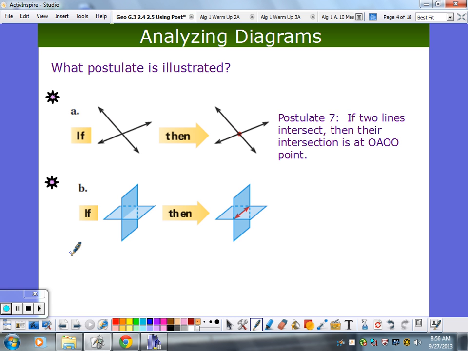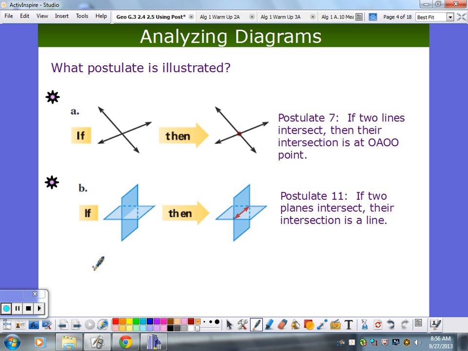All right, how about this one? I've got a picture here of something. Well, what are we looking for? What do you think, Juan? And then what's postulate 11? Good. When 2 planes intersect, then their intersection is a line. So this is kind of learning how to read these different pictures now, turning the pictures back into words.